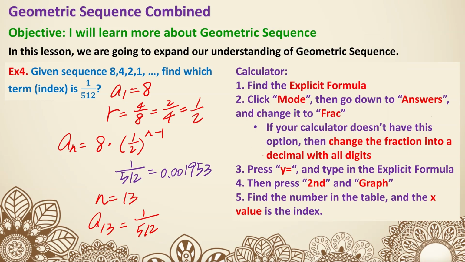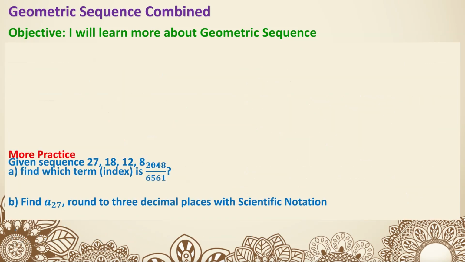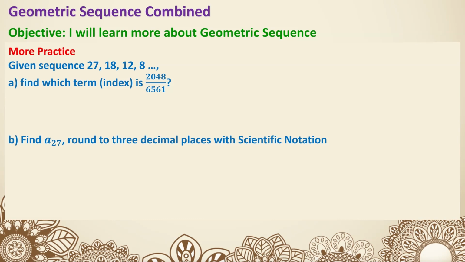Okay. Now, since there are only 2 examples like this, but it's kind of a little process, I'm going to ask you to do more practice. So you can pause here and try these 2 questions, go through the same kind of process. Question B is similar to something that we have learned in the previous lesson. Question A is basically the previous 2 examples. Hopefully you have tried. Here are the answers. And that is everything for this lesson. Thank you.